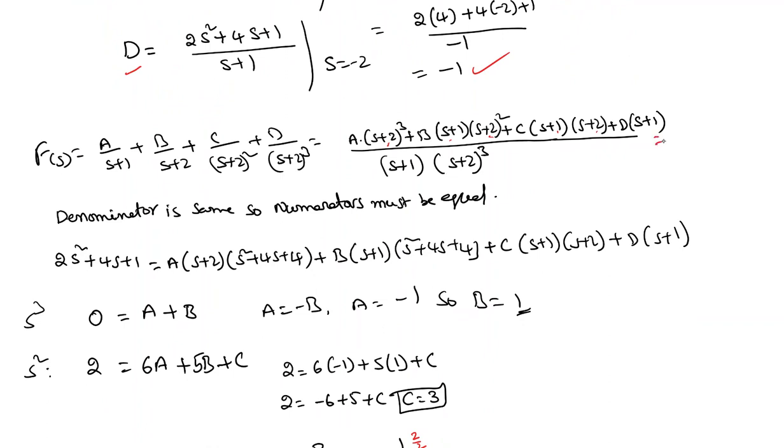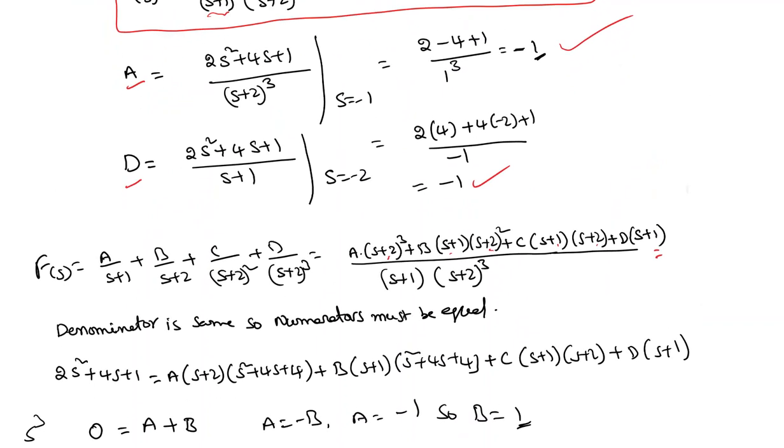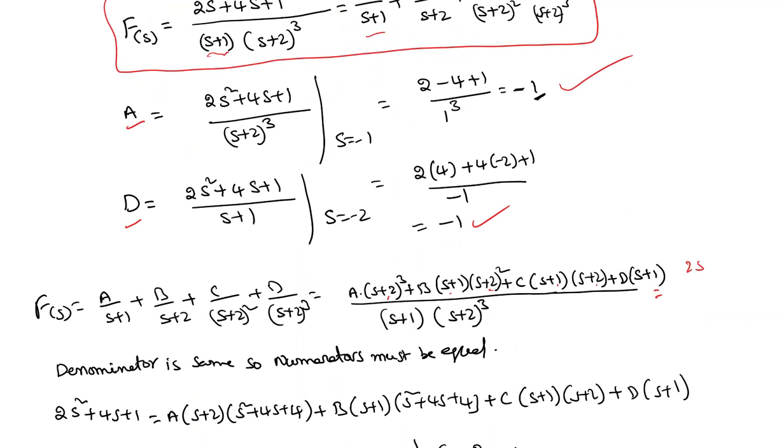So this is equal to the given function. What is the given function? I have (2s² + 4s + 1) over (s + 1)(s + 2)². That's the given function. So these two are the same, the denominators are the same, so the numerators must be equal.